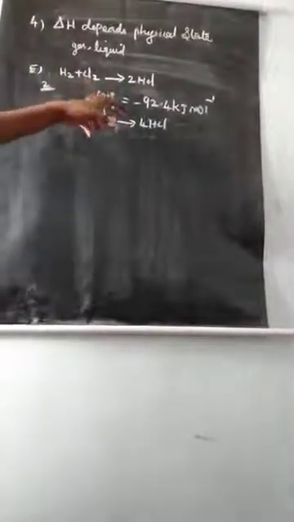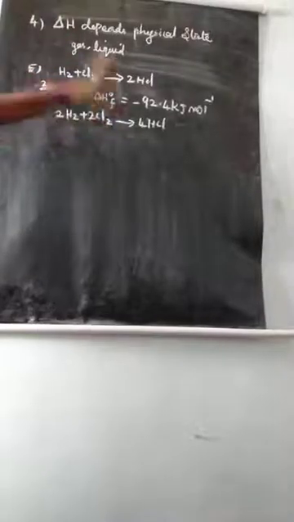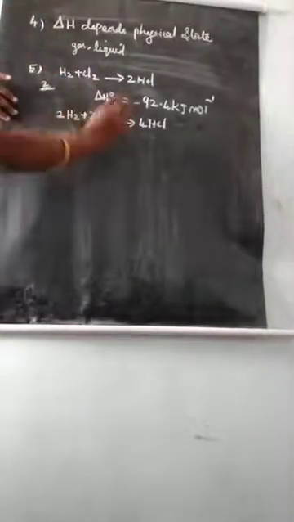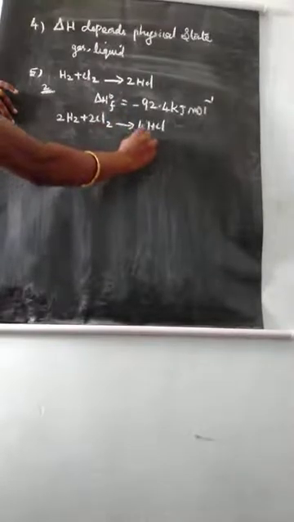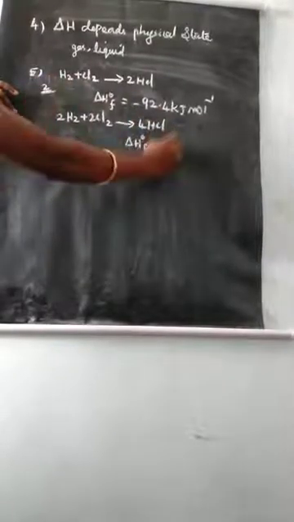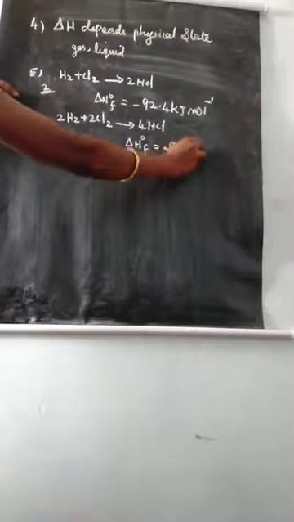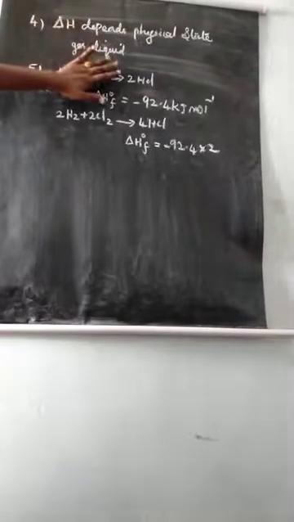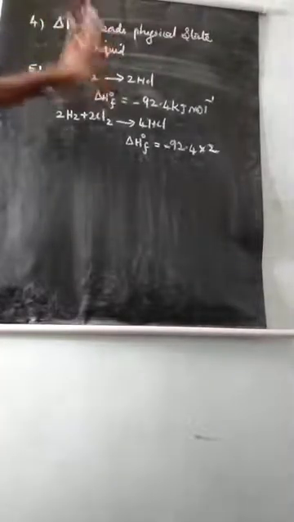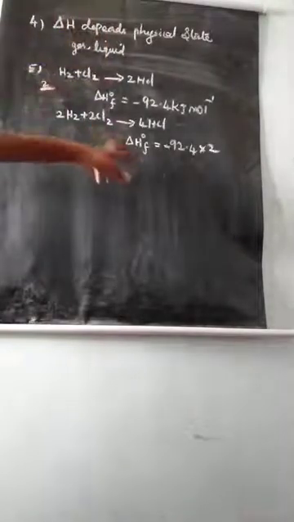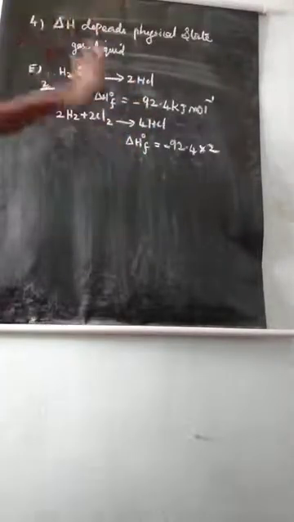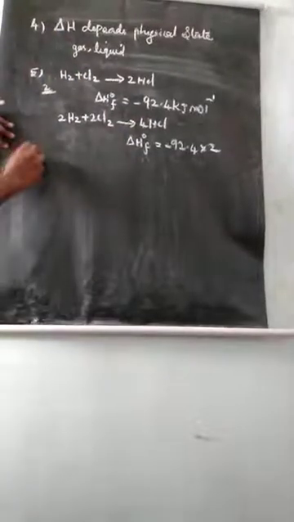When the thermochemical equation is multiplied throughout by a number, the delta H value, the enthalpy change, is also multiplied by the same number. You must multiply the delta H naught F value also by the same number. So minus 92.4 into 2. This is the next point. When the thermochemical equation is multiplied throughout by the same number, the enthalpy change is also multiplied by the same number. Understand?